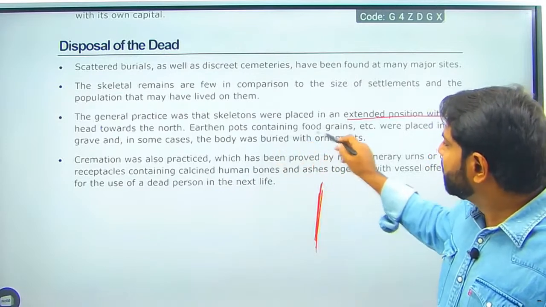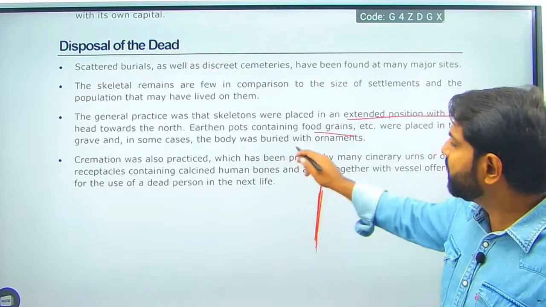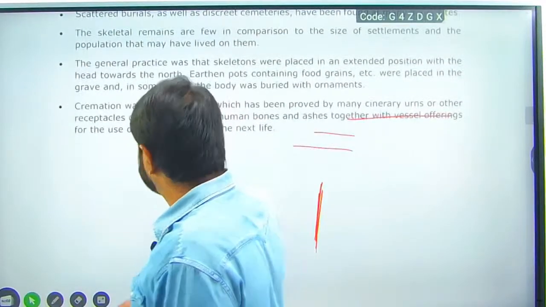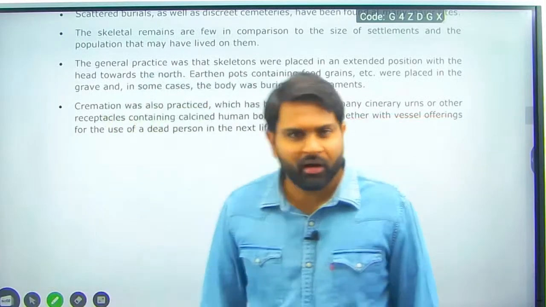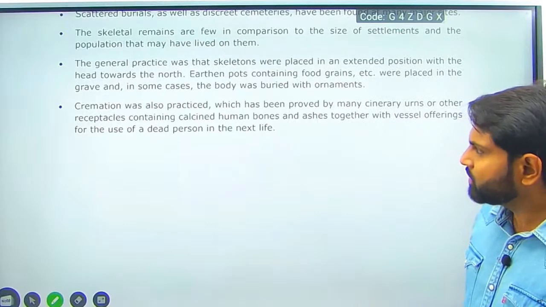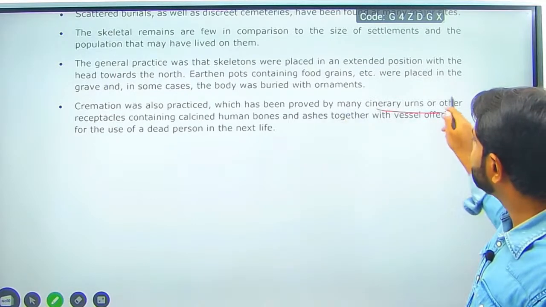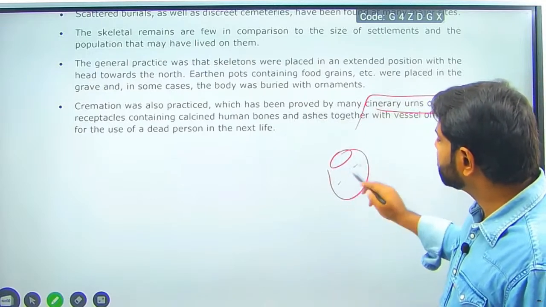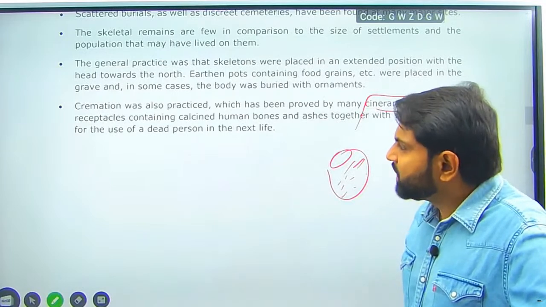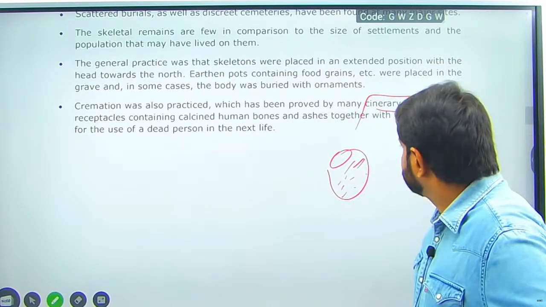Earthen pots containing food grains were placed in the grave, so they believed in a journey, a life after death. In some cases the body was buried with ornaments. So maybe they were making them ready for a life after death, or to bribe Yama, or to bribe those goddesses or devils, maybe. Cremation was also practiced, not only burials, which has been proved by many cinerary urns, small receptacles where we keep the skeletal remains. Other receptacles contained calcined human bones and ashes, together with offerings for the use of the dead person in the next life. You're right.